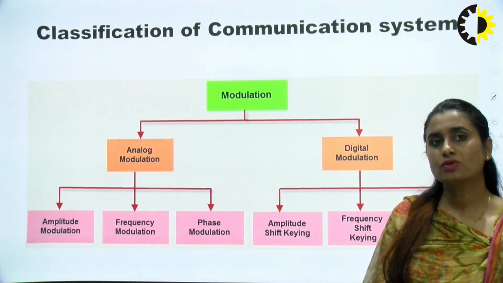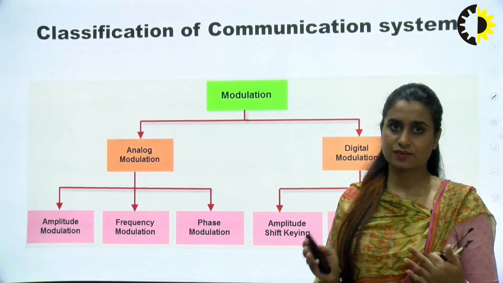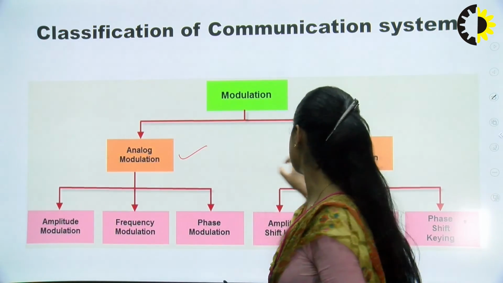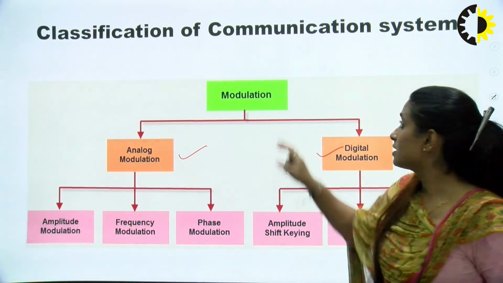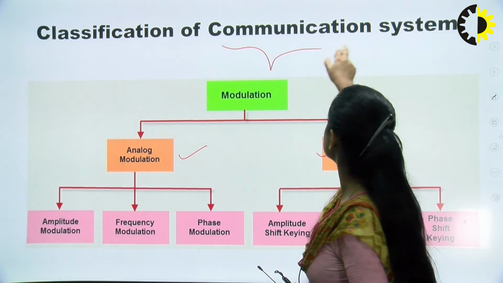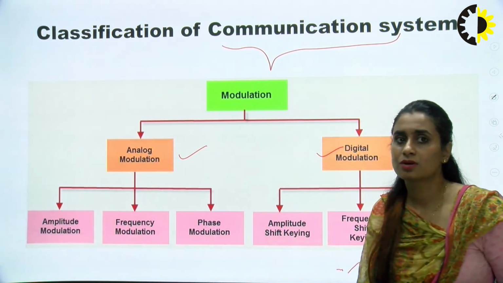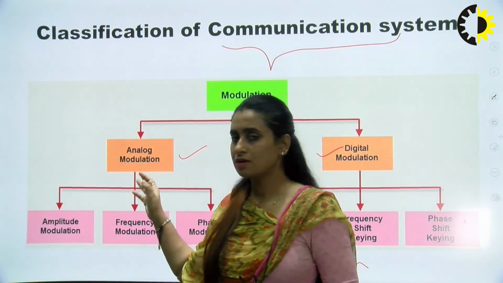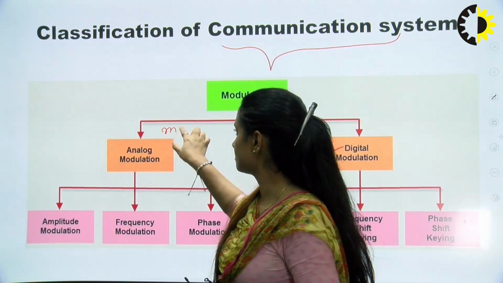Now, if I want to classify my communication system, which can also be called classification of modulation, it can be classified as analog and digital broadly, right? Here, modulation depicts communication. Communication system or modulation can be classified as analog and digital. Now what is analog modulation? Where my message signal is analog in nature.